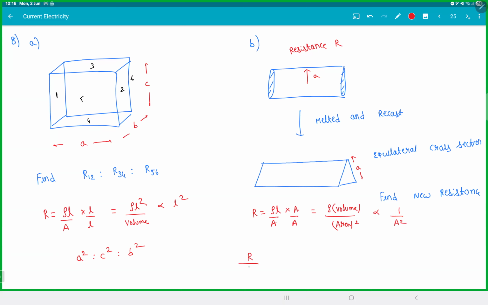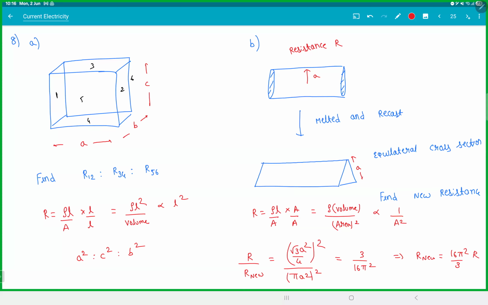So resistance R by R new. What is the area of an equilateral triangle? Half base into height, root 3 A square by 4, whole square by pi A square. A square goes off, you will end up with 3 by 16 pi. So our R new is 16 pi square by 3R.